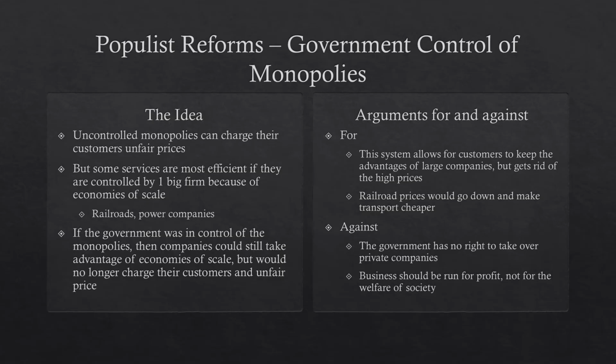So anyway, the main reason that the populists wanted this is that they wanted railroad prices to go down so they could transport their food to market more easily. But on the other hand, people argued that the government didn't really have a right to take over or control private companies. And they argued that business should be run to make the most money possible, not to try and help out society. That goes against the core idea of capitalism, they would have argued.